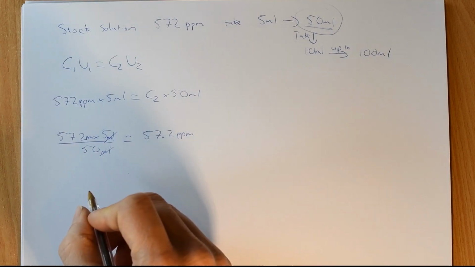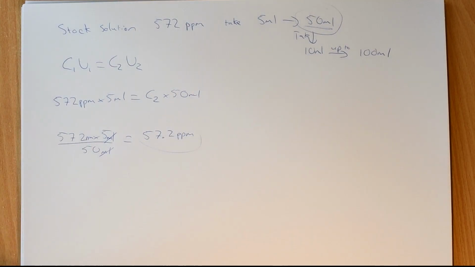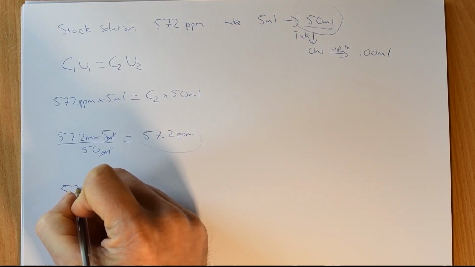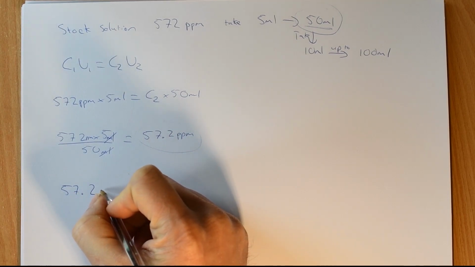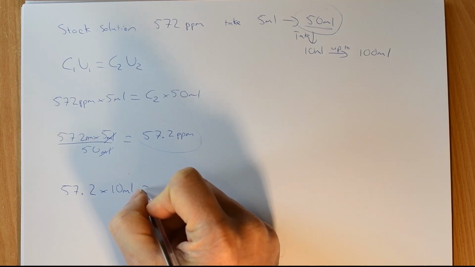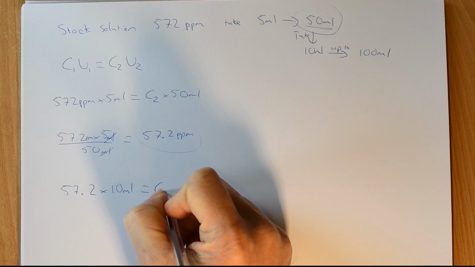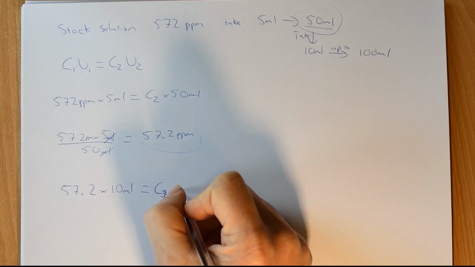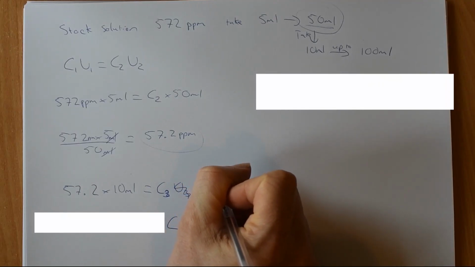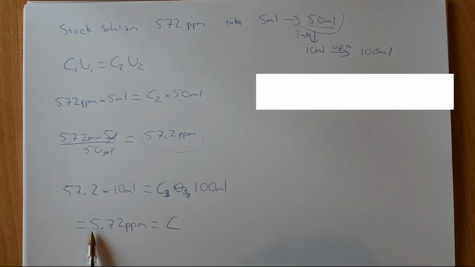So, same equation again, except that our concentration for this is going to be 57.2. So 57.2 multiplied by 10 ml is going to be equal to our final concentration, which will be C2 again, or we can call it C3 if you want, multiplied by 100 milliliters. And that of course is equal to 5.72 ppm. So that's our final concentration.